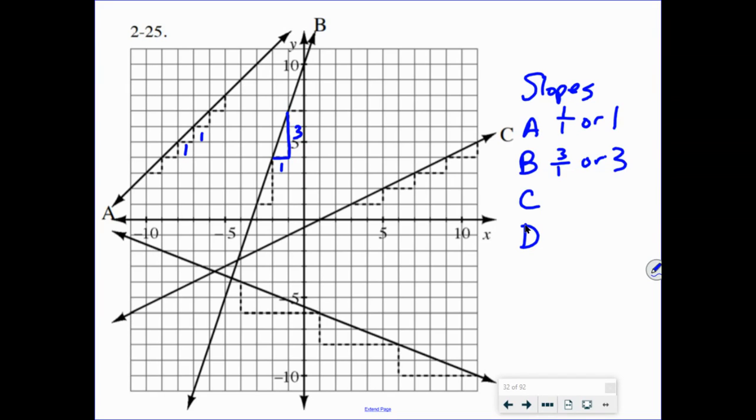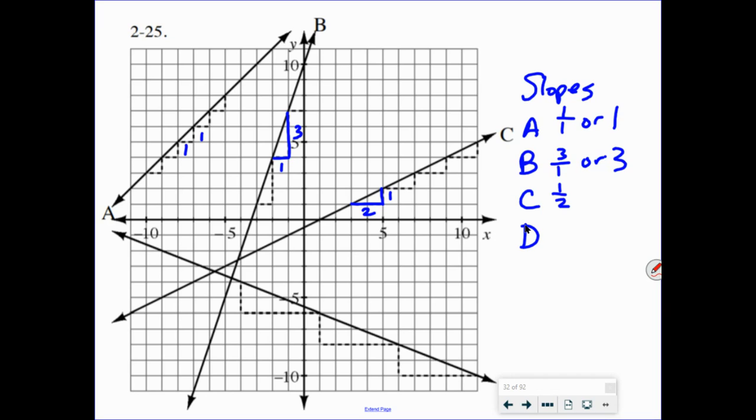For line C, I'm going over 2 and up 1. Now be careful with this one. Is it 1 over 2 or is it 2 over 1? Well, hopefully you remember it's change in y over change in x, so it should be 1 over 2. Well, just 1/2. Guys, fractions and slopes are actually a beautiful thing, okay? So don't freak out about it.